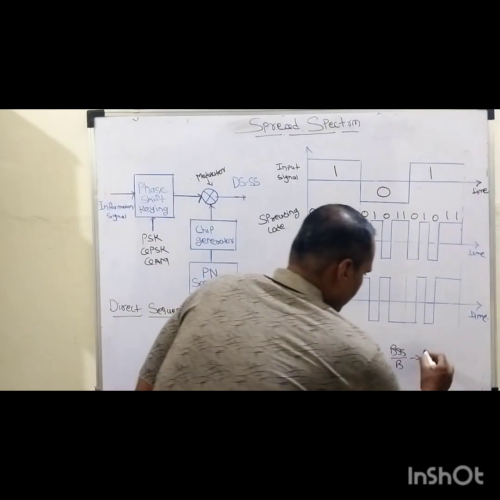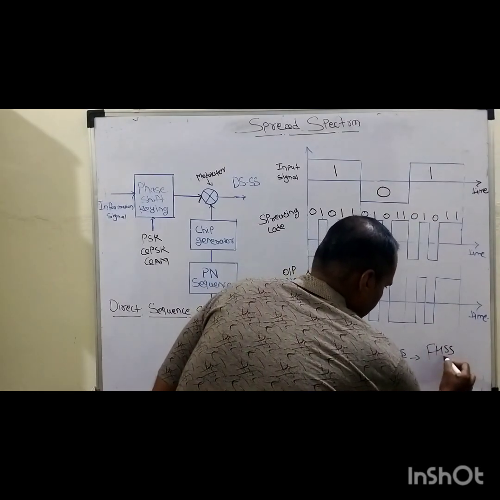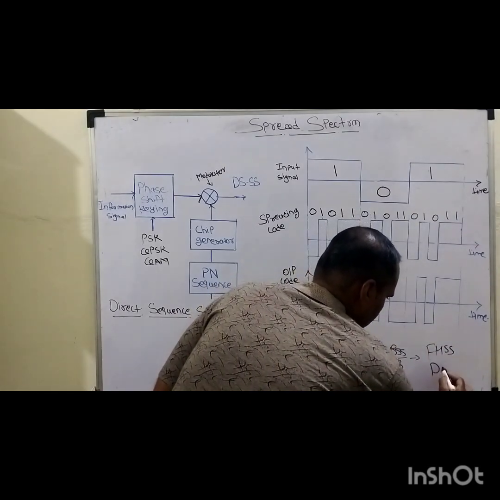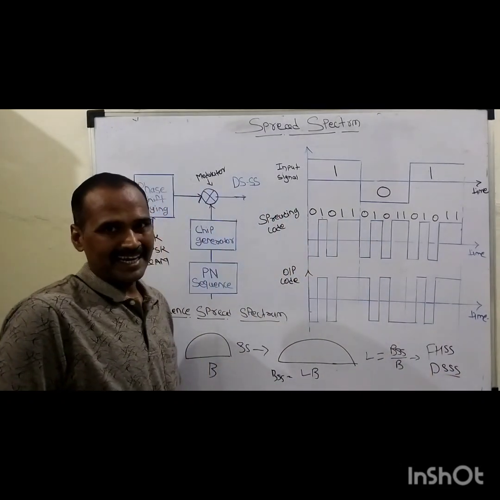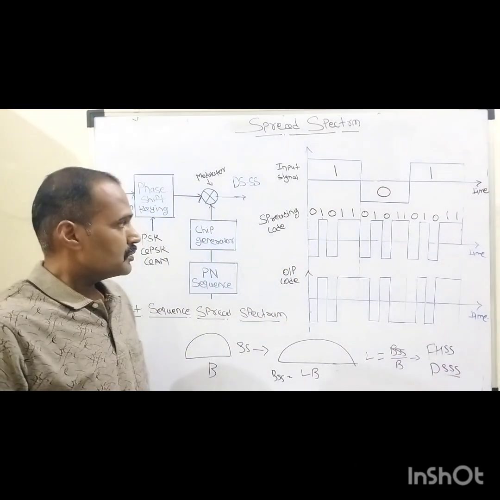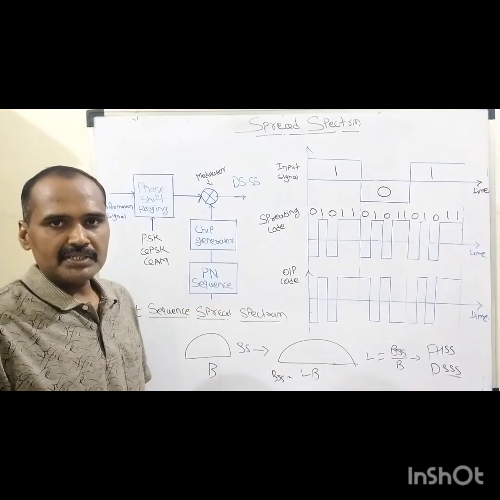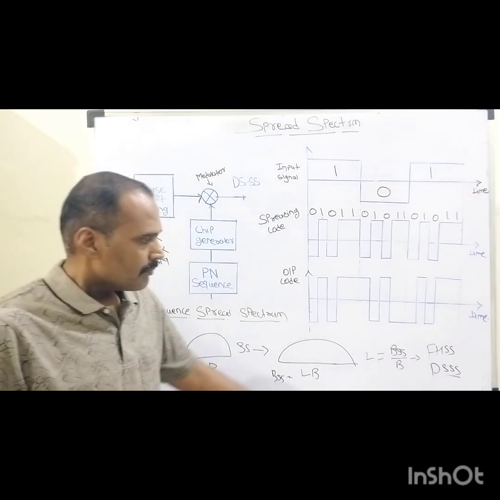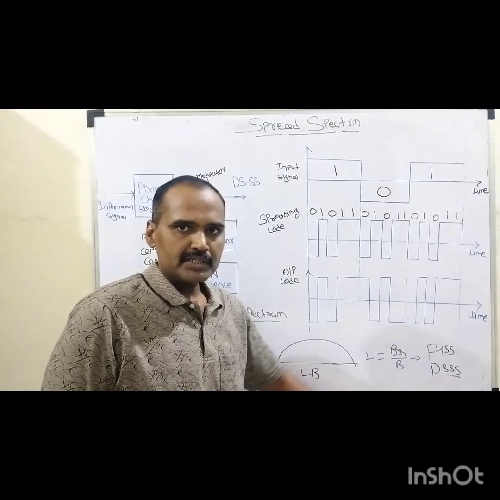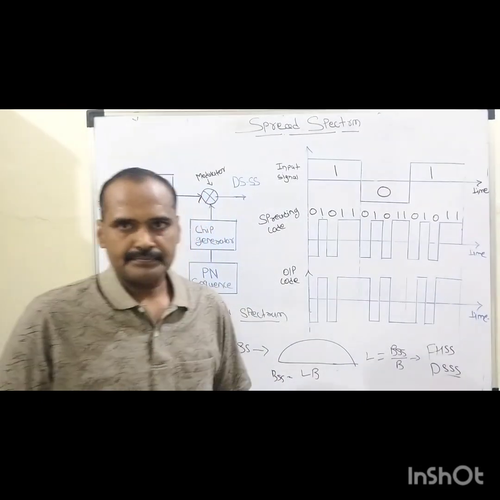When it is configured in analog communication, the spread spectrum technique is called frequency hopping spread spectrum, and when it is used in digital communication, it is called the direct sequence spread spectrum technique. So in today's discussion, we will try to discuss the basic mechanism of the direct sequence spread spectrum technique.